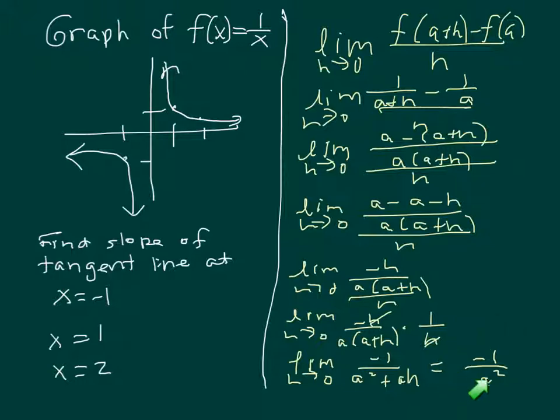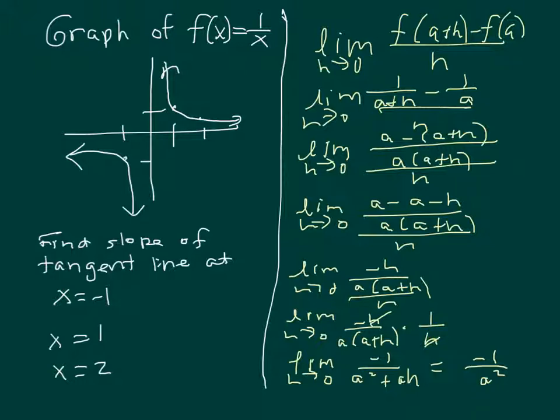Now, what we have just found is the slope of the tangent line at all points. So this is the formula that will give us the slope of the tangent line at negative 1, at 1, and 2. We notice that negative 1 over a squared is going to give us a negative slope. And that kind of makes sense, because when I draw my tangent lines in, all of these are always going to be negative. Okay, so when I get slopes here, I should get negative slopes. And we're going to use this formula to plug a in for negative 1, 1, and 2.